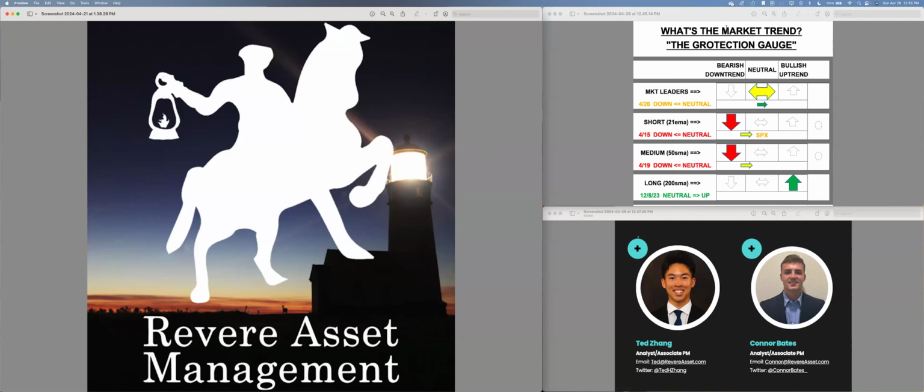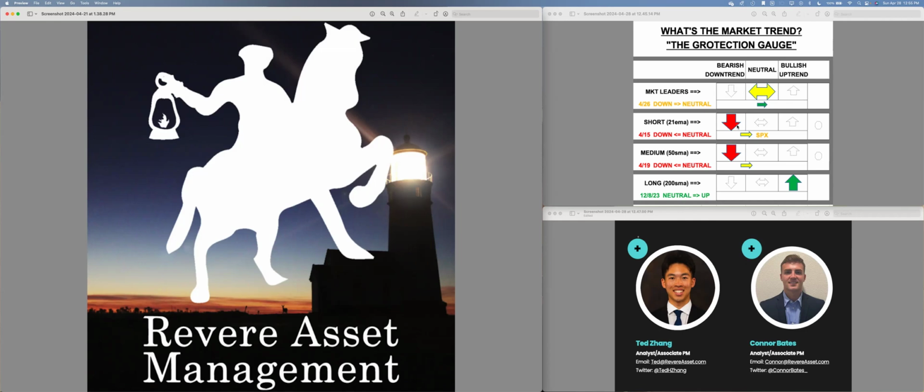So the first order of business, we're going to go over the market's trend based off the market leaders, our short-term, medium-term, and long-term trends, which we use the 21 EMA, 50 SMA, and 200 simple moving average to gauge. Market leaders we currently have at neutral, and we upgraded that from bearish downtrend, and we'll explain why in the sectors and stocks section of our weekend walkthrough.